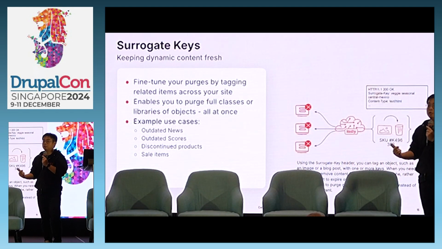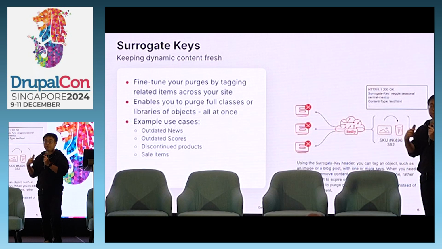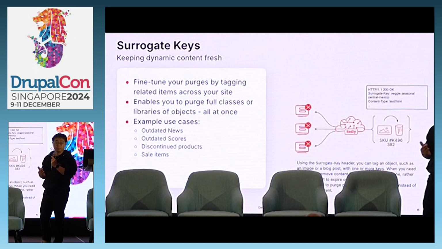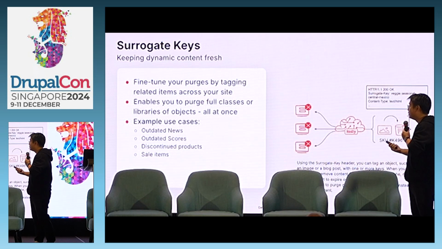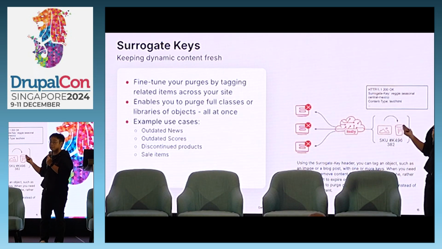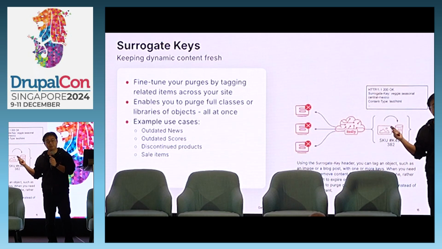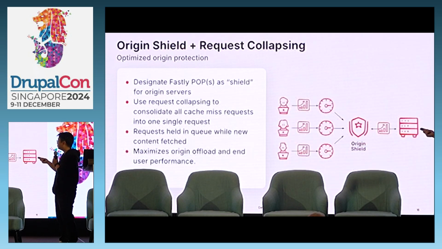Everything else that hasn't changed, not relevant to the campaign, you can keep. You don't have to purge everything and risk your origin being overwhelmed or incur more egress cost. So having fine-tuned control of your caching and having a cache invalidation strategy is very critical, and it's very important to the way you use and operate content on the internet.